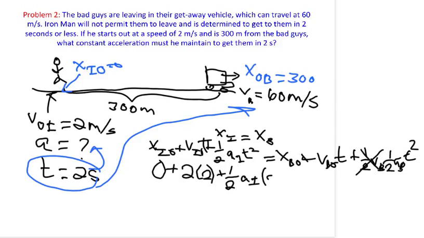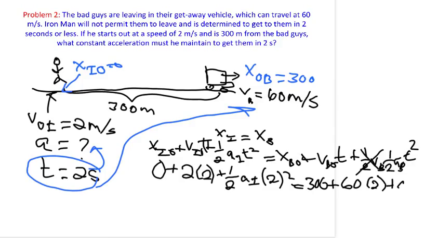Now let's think about the bad guys. They started out, their initial position, xb0, was 300. I'm going to add vb0 t. Their velocity is 60. And I know that it's 2 seconds. And I also know that they have no acceleration because that's as fast as their car can go.